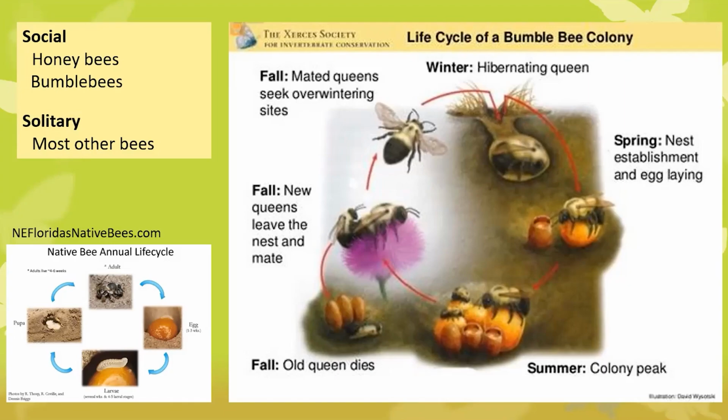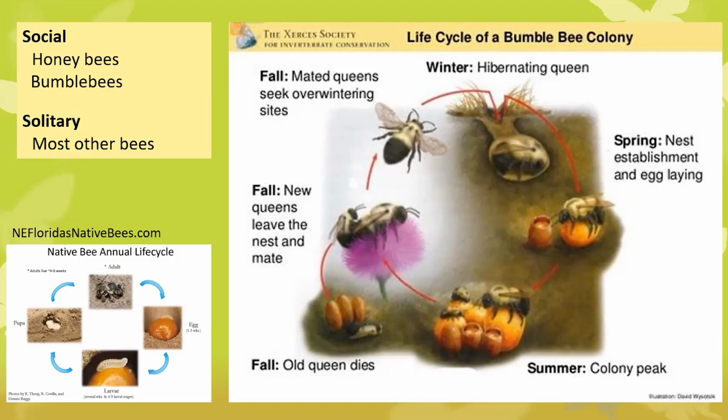Now, honeybees are social, but their colony only lasts one season. And this is how it works. It begins with a hibernating queen waking up in the spring, and she finds a good nesting location, makes a ball of pollen and nectar, and lays an egg on it. She repeats the process until more bees hatch, and they become her workers to build up the colony.